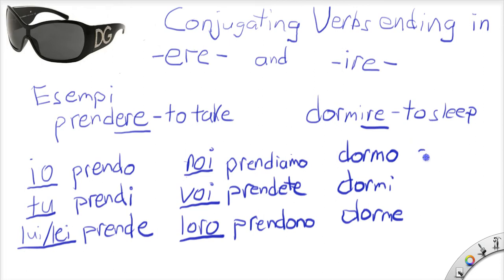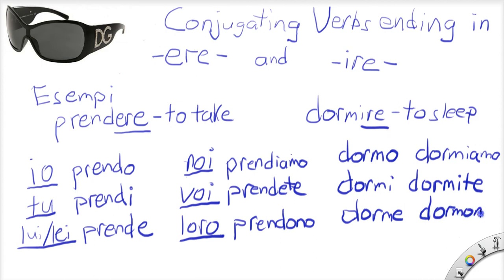Let's see what it looks like in the plural. How about the first person plural? Dormiamo, I-A-M-O. Okay, in this next one, it is actually different. The voi form is not E-T-E, as in the verb prendere, as you saw, but this would be an I-T-E. Why? Because it's an IRE verb. Dormite. Okay, dormiamo, dormite, and then dormono. We see, therefore, that the endings are the exact same except in the voi form.